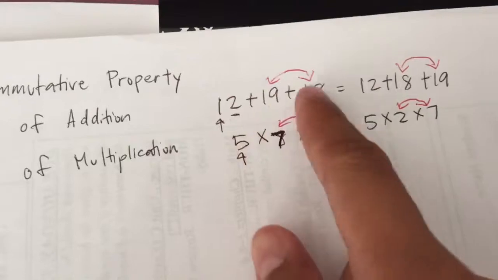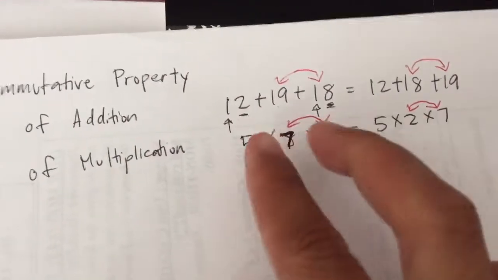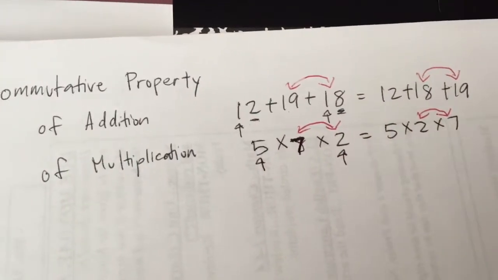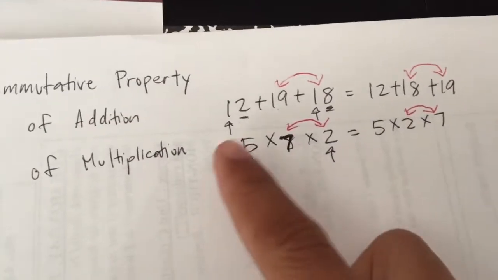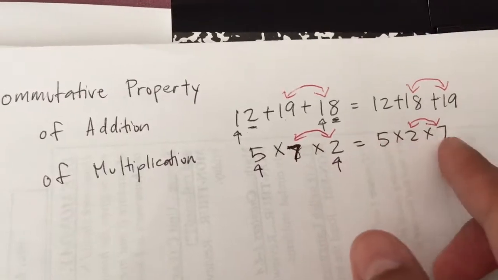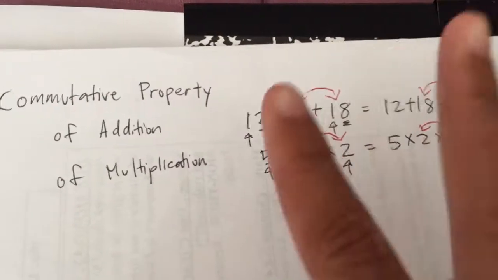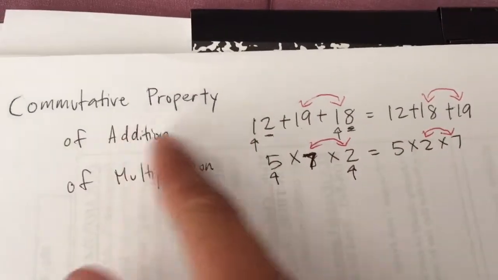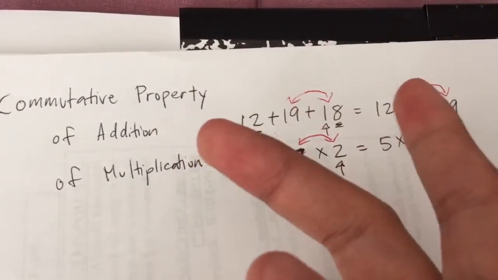Now here they were called add-ins. When you're multiplying, these numbers are called factors. So we could change the two factors and yet we'll still get the same answer. And the answer to a multiplication problem is the product. So whether we do 5 times 7 times 2 or we switch it around, 5 times 2 times 7, we'll end up with the same answer. And that's what the commutative property is all about. Switching two numbers for addition, for commutative property of addition, or for multiplication, for commutative property of multiplication.